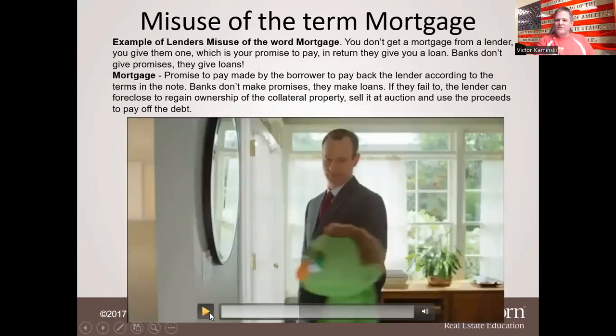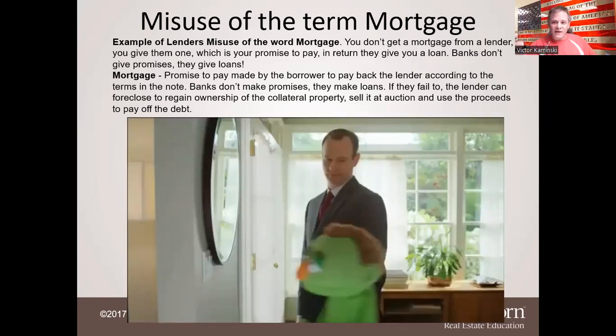Well, they misspoke right there. You don't get a mortgage. If you're trying to get a loan, you're giving a mortgage. In return, banks don't give mortgages, they give loans, because a mortgage is a promise. Banks don't make promises, they make loans. Okay, so he misused the term right there. But let's watch it. This is a silly commercial.